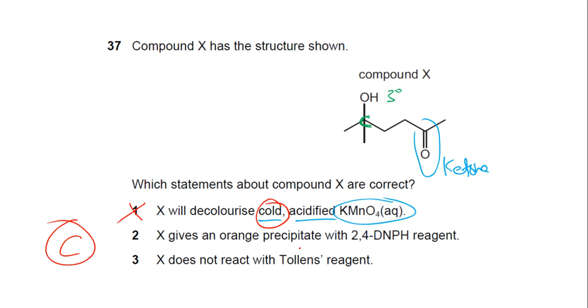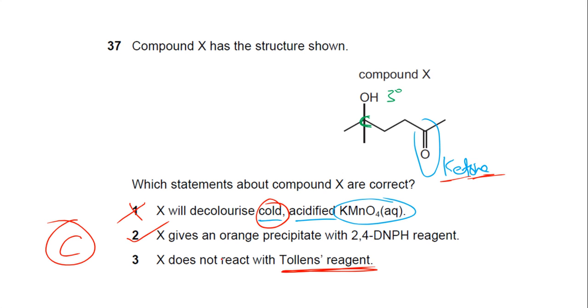X gives an orange precipitate with 2,4-DNPH reagent. It would, because it has a ketone. So 2 is correct. X does not react with Tollens reagent. Now, Tollens reagent, if you remember, is used to differentiate between an aldehyde and a ketone. The reason being that ketones don't get further oxidized, but aldehydes do get further oxidized into carboxylic acids.